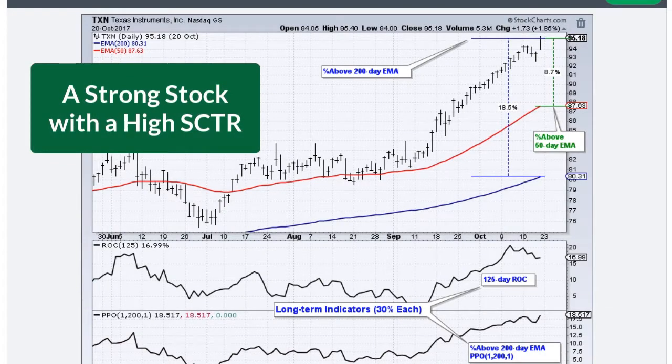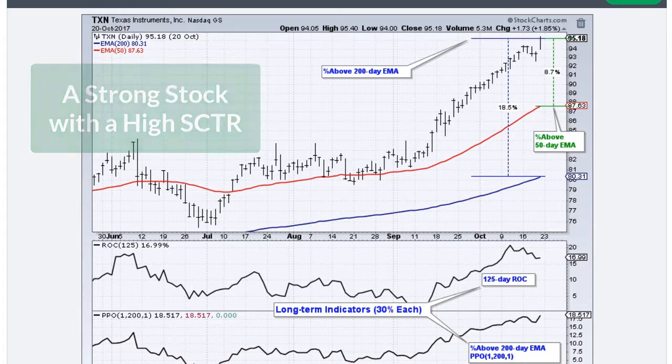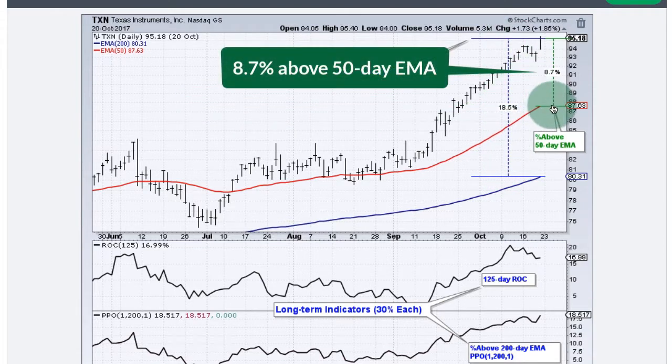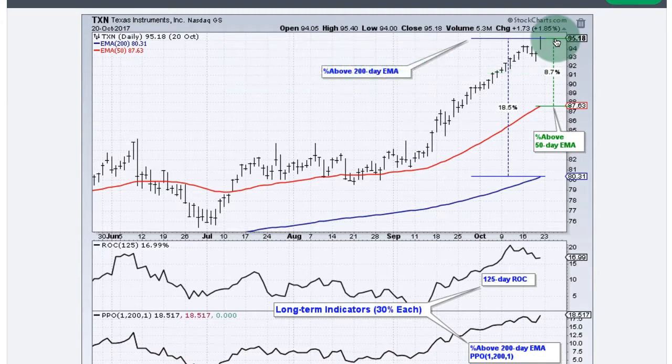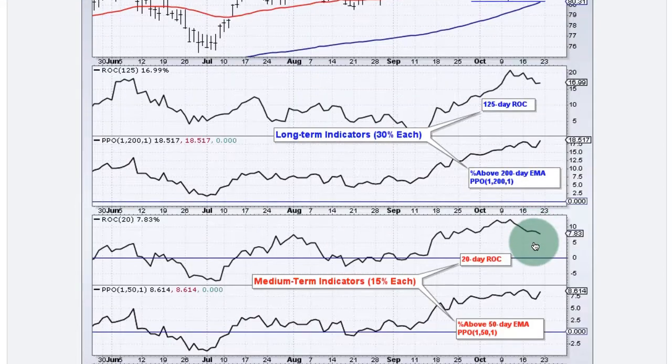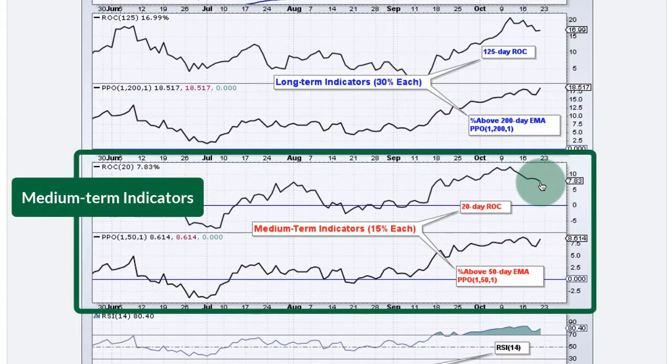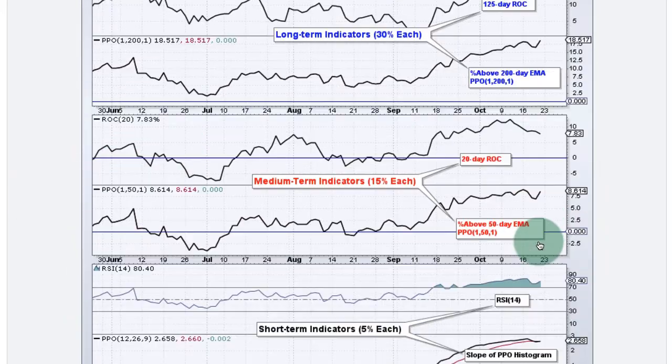Chart examples. This first example shows a stock with a very high scooter above 90. This is Texas Instruments, and when you look at the indicators, you can understand why. Texas Instruments is 18.5% above the 200-day EMA and 8.7% above the 50-day EMA. And then I've grouped the indicators down below, 6 of them. So you can see the long-term indicators, 125-day rate of change, very positive. I'm using the PPO to measure the percentage above the 200-day EMA. Medium-term, 20-day rate of change, very positive. And the percentage above the 50-day EMA, very positive.